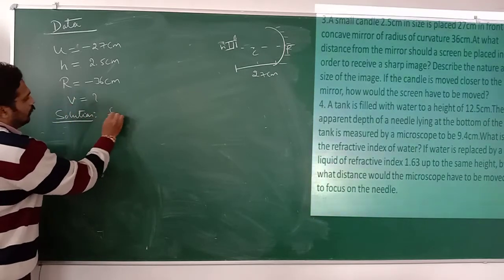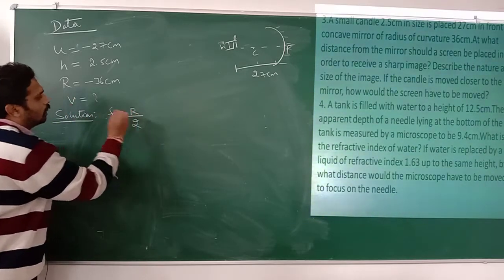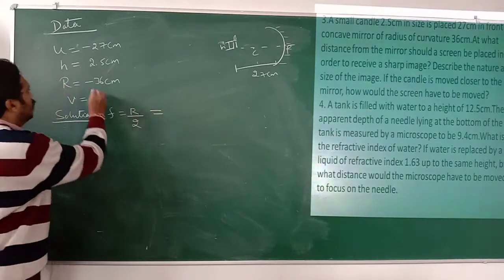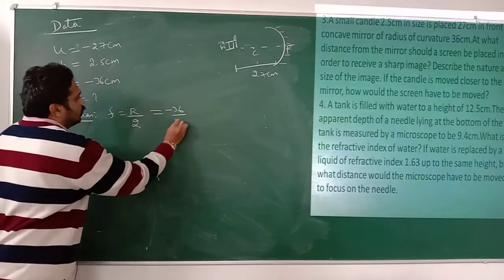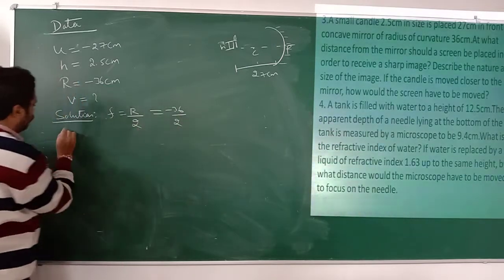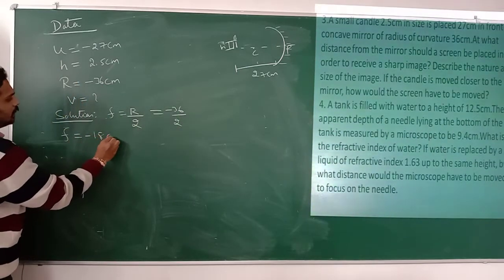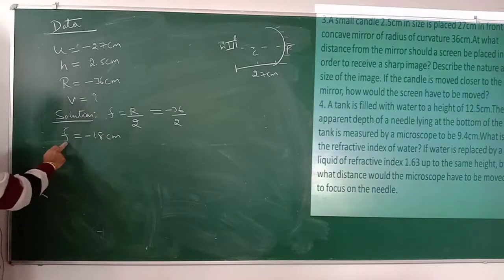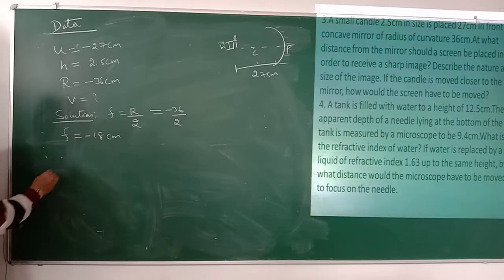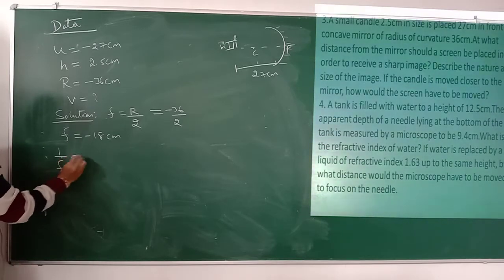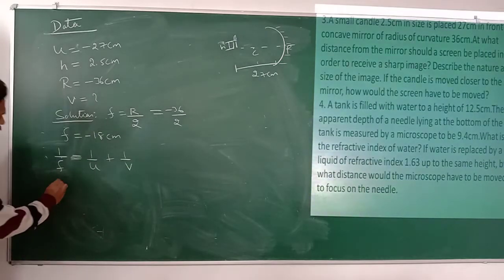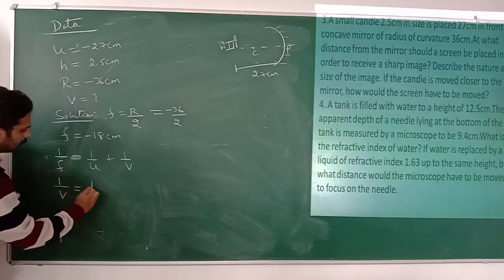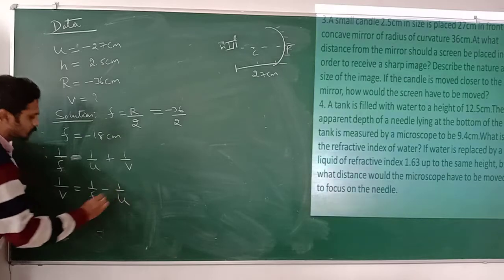Now F, you know that F is equal to R by 2. R, the radius of curvature, is minus 36, divided by 2. That is F is equal to minus 18 centimeter. I am using the mirror equation or mirror formula, 1 by F is equal to 1 by U plus 1 by V. Once again, by rearranging the terms, 1 by V is equal to 1 by F minus 1 by U.